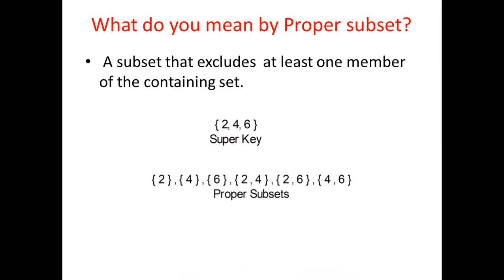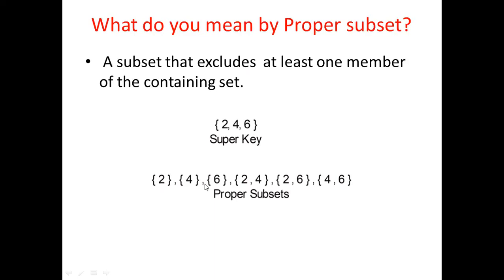From this super key, how do we calculate a proper subset? As per the definition we have just seen, we have to exclude at least one member. Here there are three members in total. If I exclude one member, then there are two members. So with any two members, what are the possible combinations to become a proper subset?